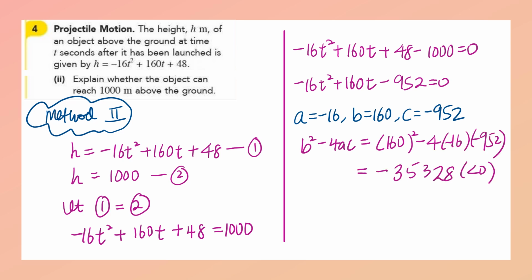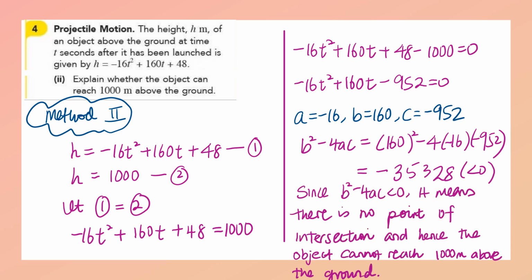Yes, and we happen to get negative 35,328, which is less than 0. So there's no point of intersection. Hence, the object cannot reach 1000 meter above the ground. So this is another method of approaching these questions.